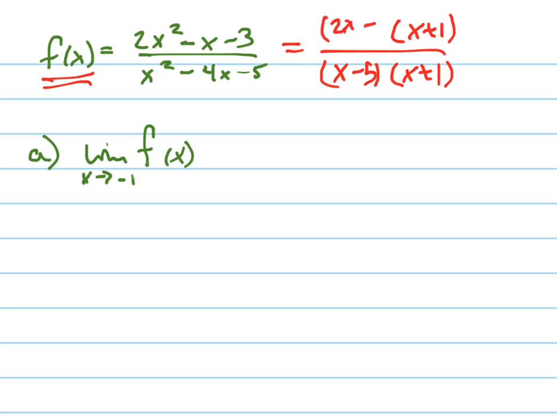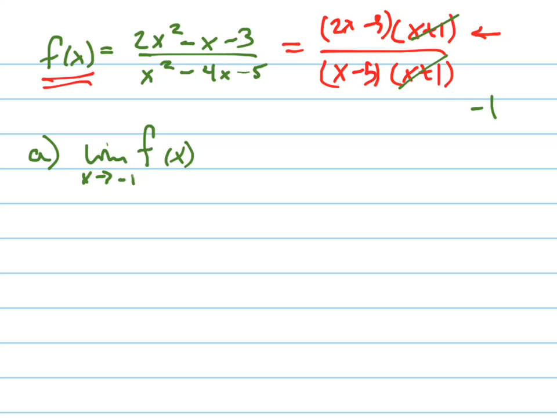2x minus 3. If I FOIL this top back out, does it give me 2x squared minus x minus 3? It sure does. Yes, that's how I knew. All right, so what's my hole? What's my removable discontinuity? It's at -1.